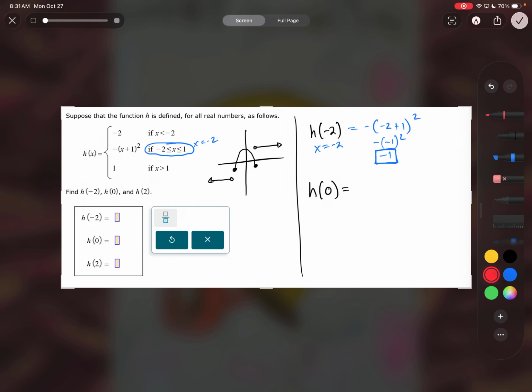h of 0. This is x equals 0. That, again, is going to fit under this one, okay? So I'm going to put it into this one. When x is between -2 and 1, I use that one. So 0 plus 1 squared, 1 squared, and then the negative. So that would be -1 as well, okay? And then the last one, h of 2. We're saying x equals 2. So right here, x is greater than 1, I use that one. And when x is greater than 1, my answer is just 1. Okay? So you have to figure out which one x fits under and only plug it into that one.